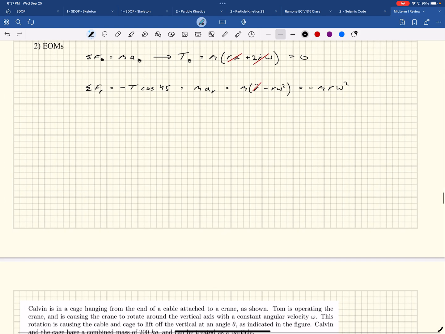And we don't have enough here. I'm after this omega, but I also don't know what T is. So I got one equation and two unknowns at this point. One equation, two unknowns. So I got to keep going.